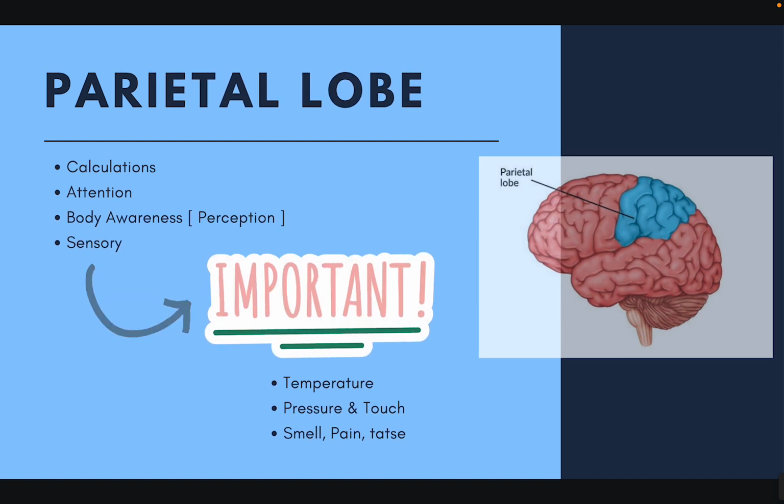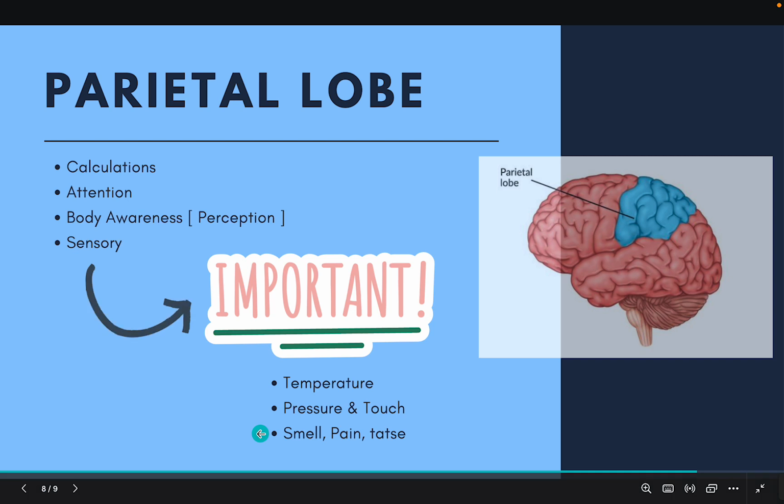And then we have our parietal lobe. The parietal lobe is located right next to the frontal lobe, and this one works with calculations, attention, body awareness, which is your perception, and the most important one that you want to know for exams is sensory. It is very important to know that the parietal lobe is the one that works with temperature control, pressure and touch, smell, pain, and taste. And I did a typo. That is not how you spell taste.